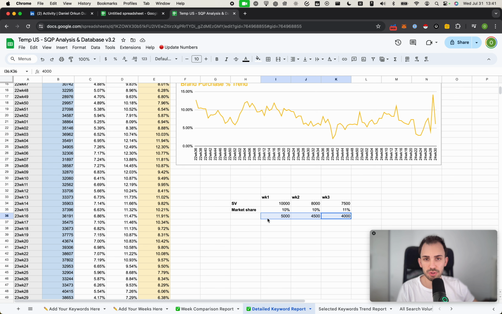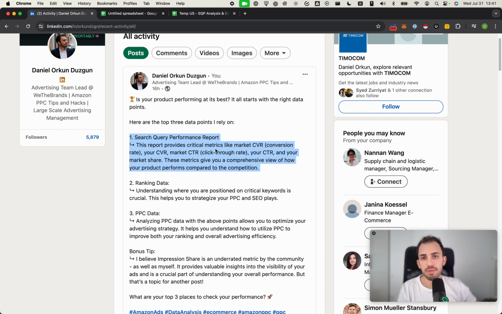That might improve your sales a little bit, but since the search volume is moving, you cannot generate search volume. So it will go down. So those are the things that you can actually use the search query performance report for, and it is super, super, super useful. Moving on to the second thing, I'll be a little bit quicker on those ones.